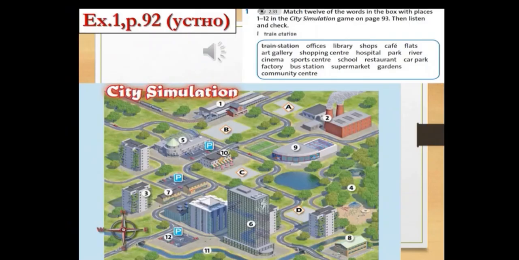Let's match 12 of the words in the box with places from 1 to 12 in the city simulation game on page 93. Then listen and check. Number 1 is a train station.